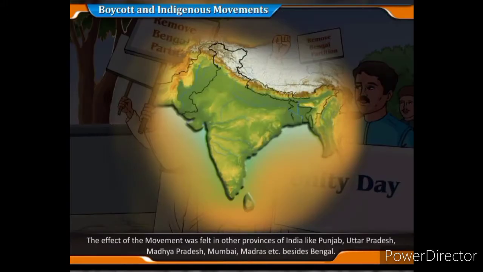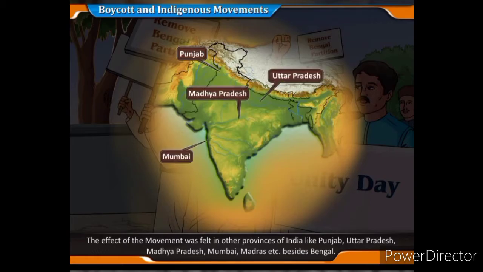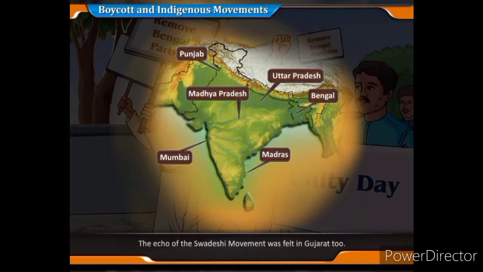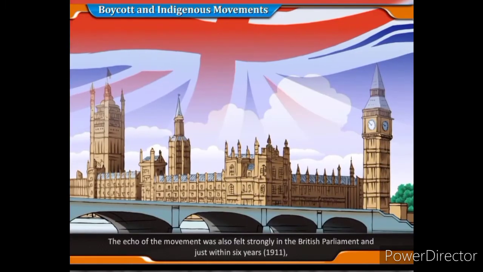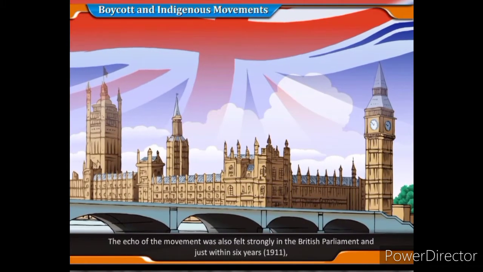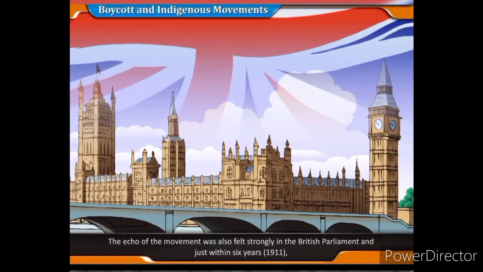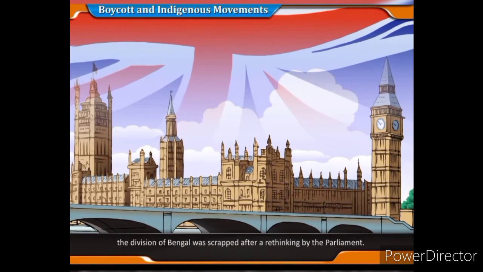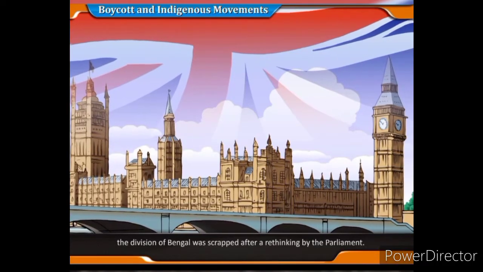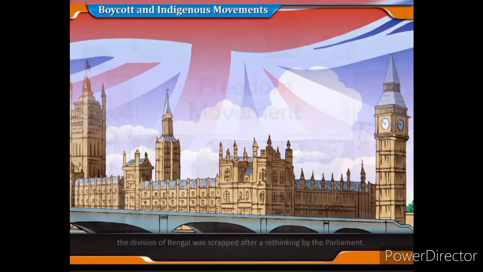The effect of the movement was felt in other provinces of India like Punjab, Uttar Pradesh, Madhya Pradesh, Mumbai, Madras, etc., besides Bengal. The echo of the Swadeshi movement was felt in Gujarat too. The echo of the movement was also felt strongly in the British Parliament, and within 6 years, in 1911, the division of Bengal was scrapped after a rethinking by the Parliament.